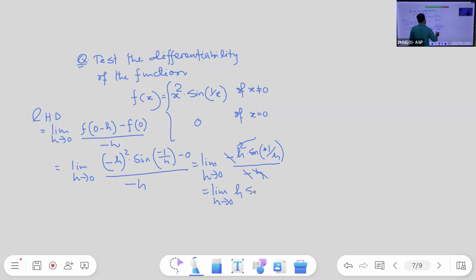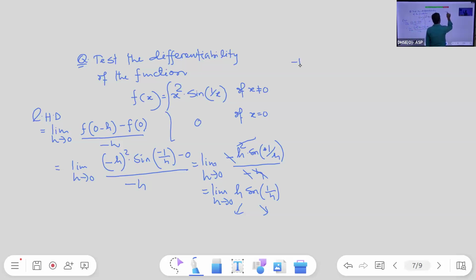h into sine of 1 upon h. So this is function f of x, and consider this one as g of x. The first function approaches 0 and the second function oscillates between minus 1 and 1. Hence the total function approaches 0. Or you can use the sandwich theorem.